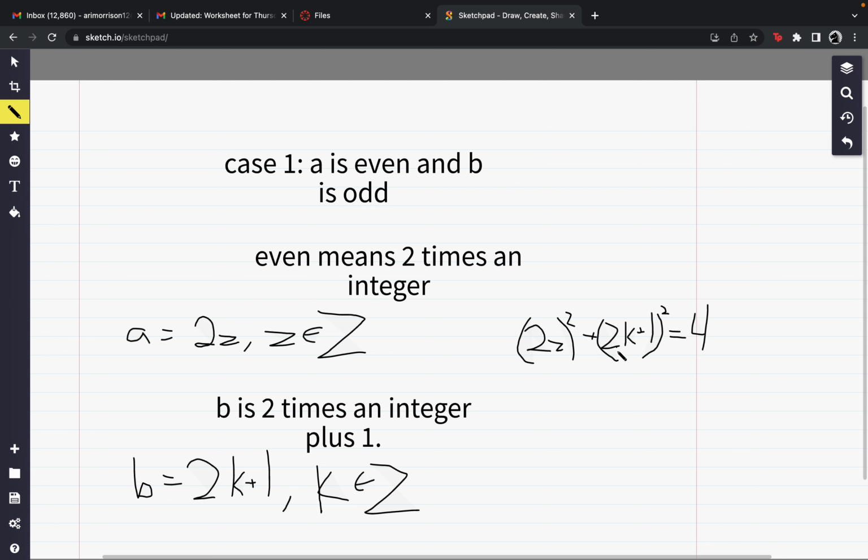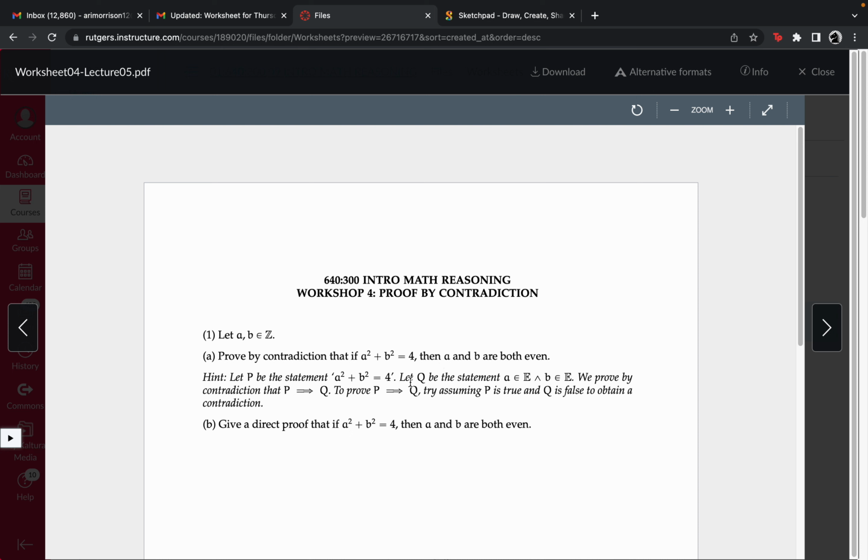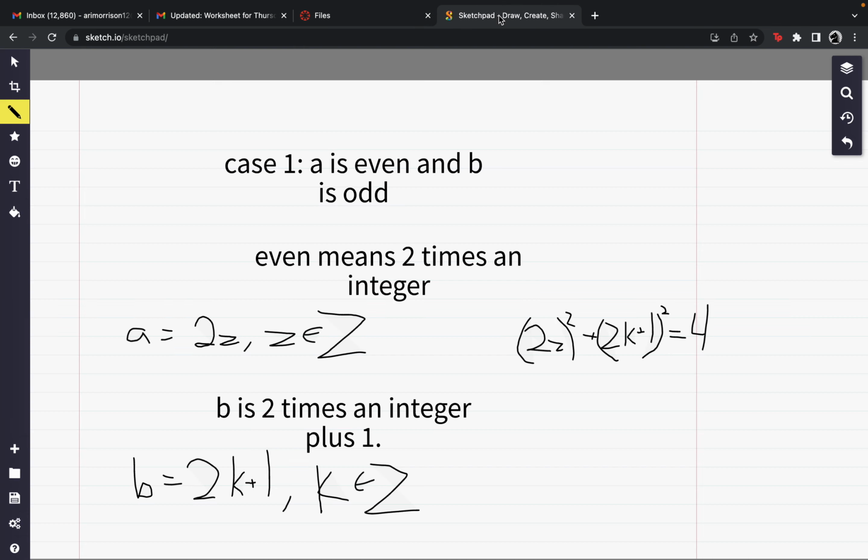Equals 4. So we're taking this new assumption from the contradiction. We're taking the contradiction, the negation of Q. Q is this statement over here. We're taking not that and plugging in what it would mean into this. And we're going to see that we're going to end up in this area that doesn't make sense.